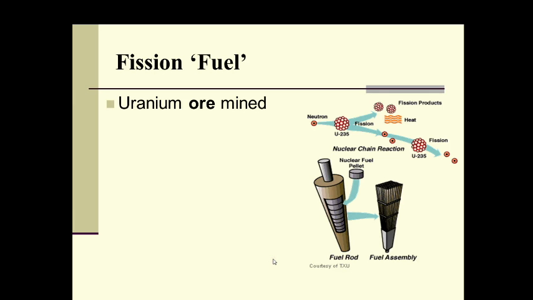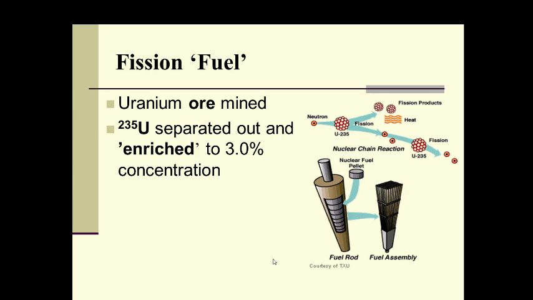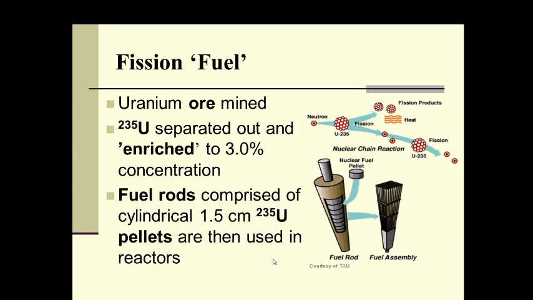So we have to make fuel. The first thing we need to do is mine some uranium. We then take out the U-235 that we need. This is the enrichment process. You need a 3% concentration for nuclear energy. And then you take fuel rods where you stack 1.5 centimeter pellets of the uranium together to create the fuel rod, and then the fuel rods are assembled further to create the actual fuel assembly for the reactor.